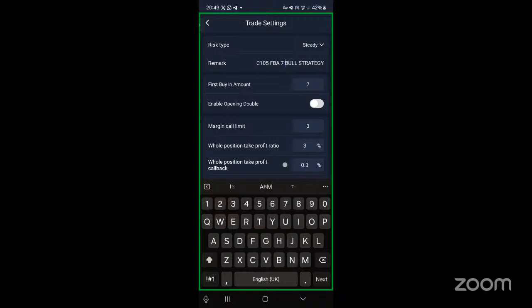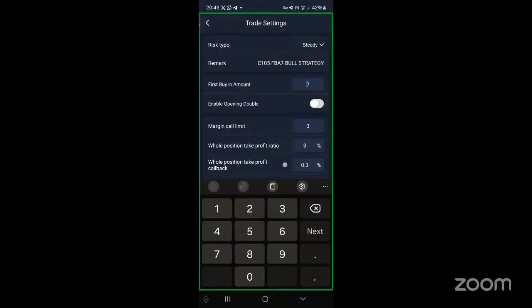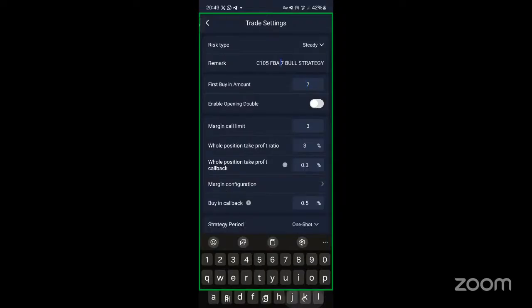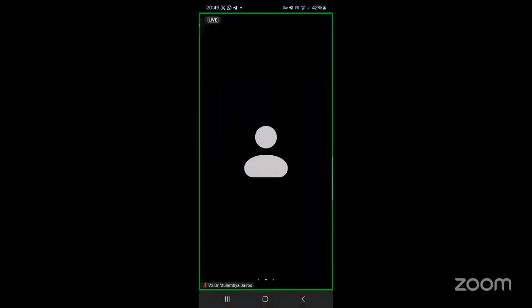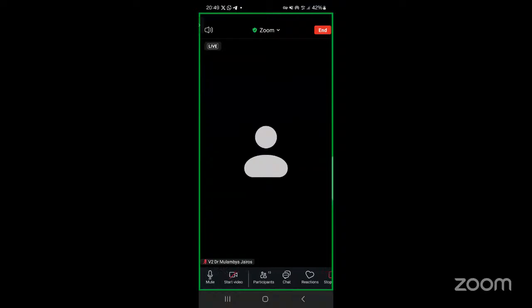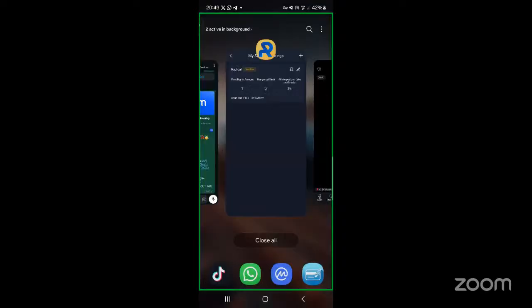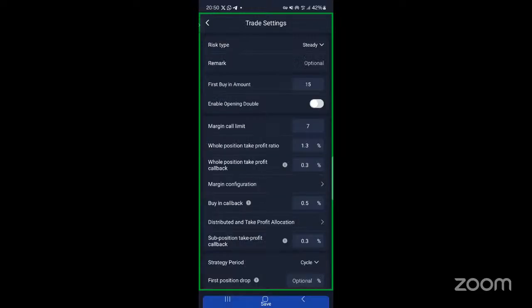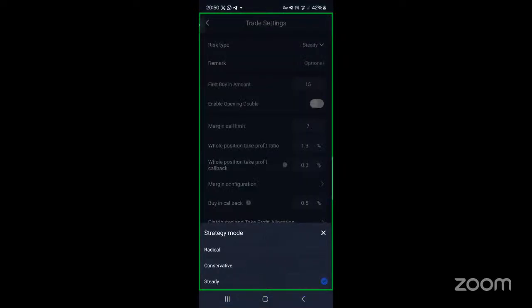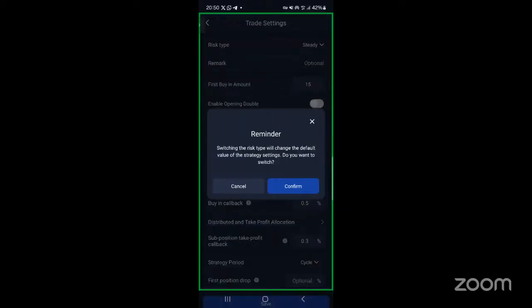Guys, am I complicating things? If I'm complicating things for you, you say. But I'm trying to make work easy for you. That is what I am thinking. Do you understand what I've just done there? If I want to trade with $105, first buy-in amount $7 in a bullish market, this is the strategy I will use. Another person can come, I can even add another and say, if I am in a bearish market, okay?